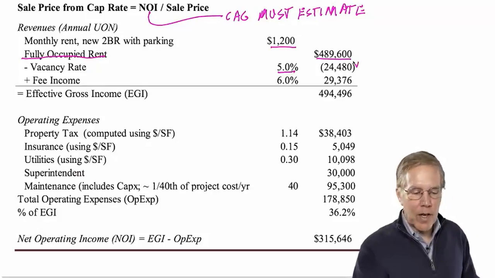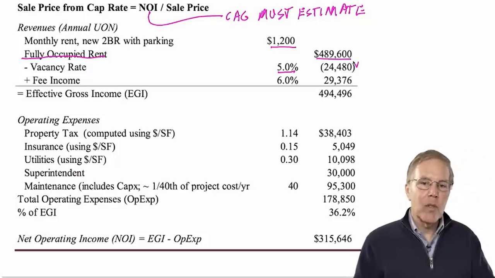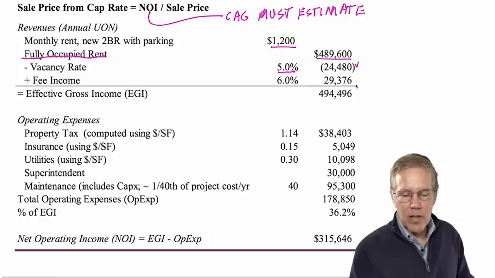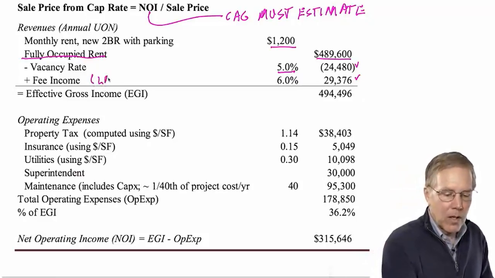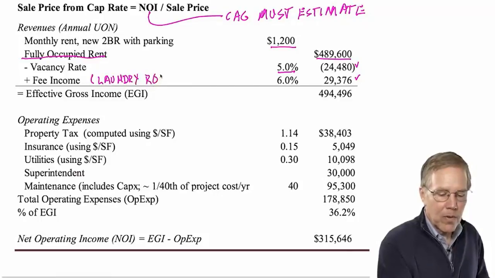They're assuming, again, this is quick and dirty, that all the time throughout the year there's a 5% vacancy rate, so we'll subtract 5%. They're also assuming that they're going to get fee income from that little bit of room in this building for washers and dryers and things like that, so they think that's going to be 6%, so they add this. So this is laundry rooms, etc.